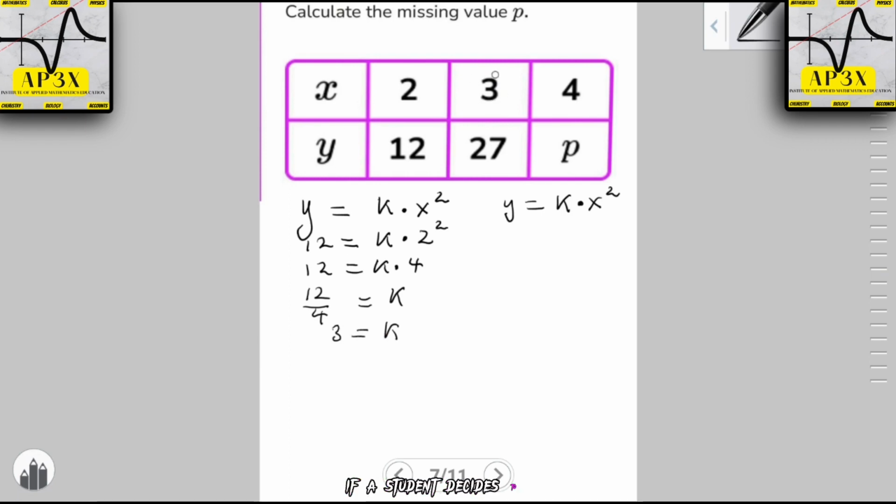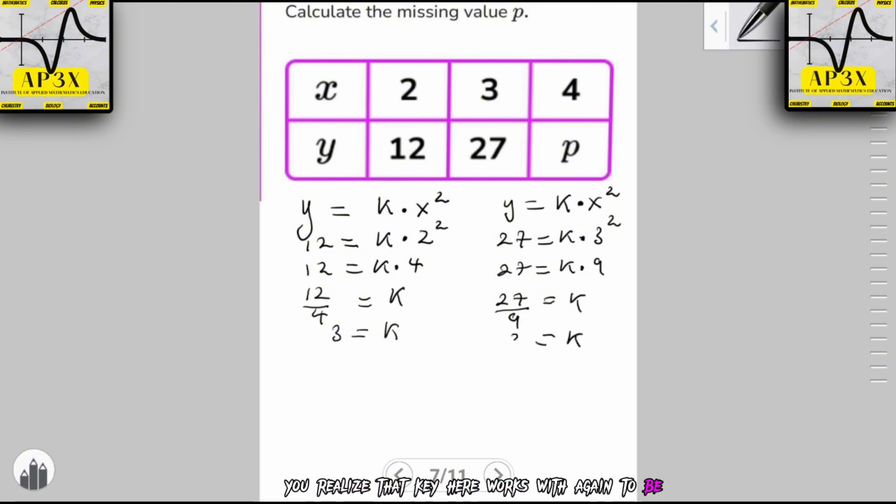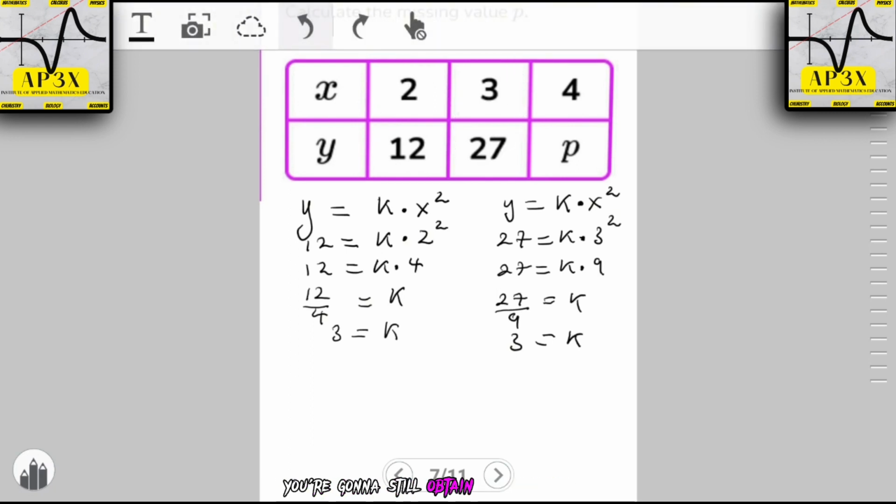If a student decides to use the 3 and the 27, then of course 27 is equal to k multiplied by 3 squared. So 27 is equal to k multiplied by 9. 27 divided by 9 equals k. You'll realize that k here works out again to be 3. So it goes to show that it doesn't matter which pair of values you use, you're going to still obtain the value of k correctly.